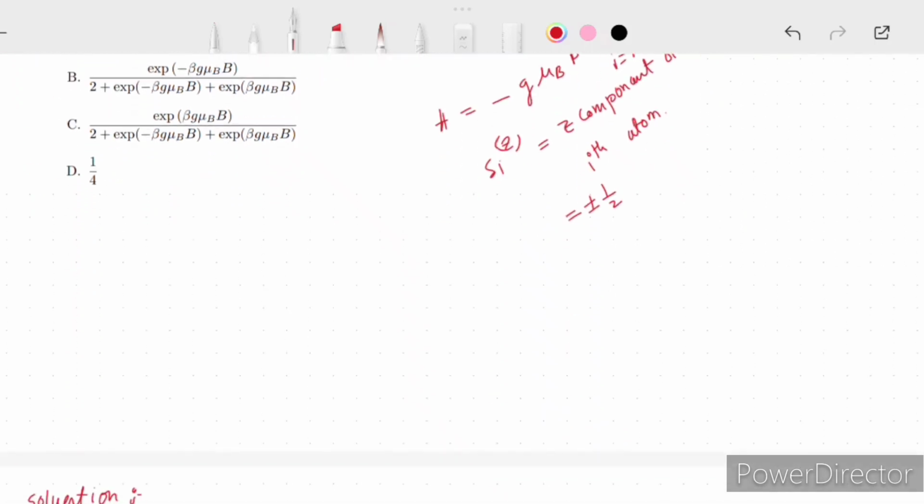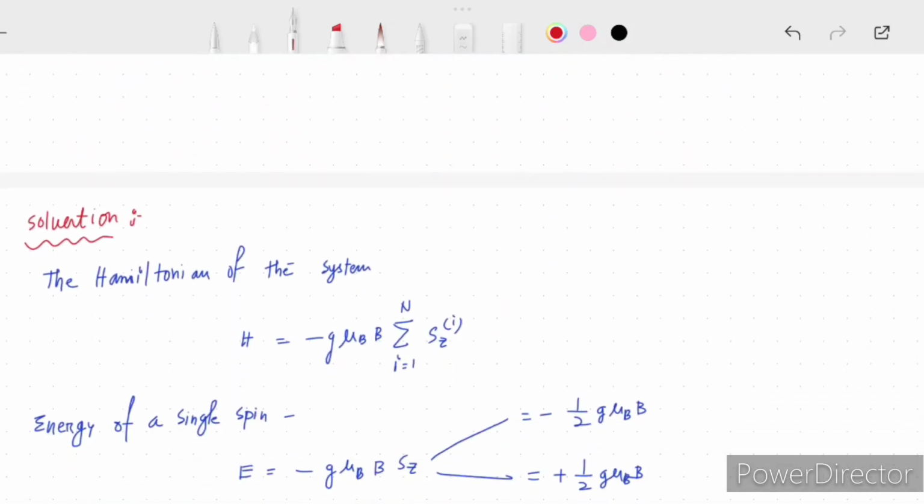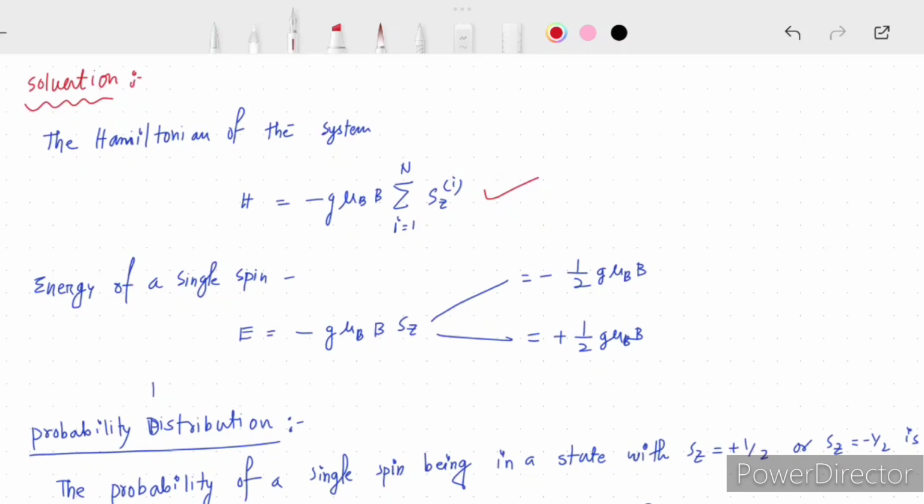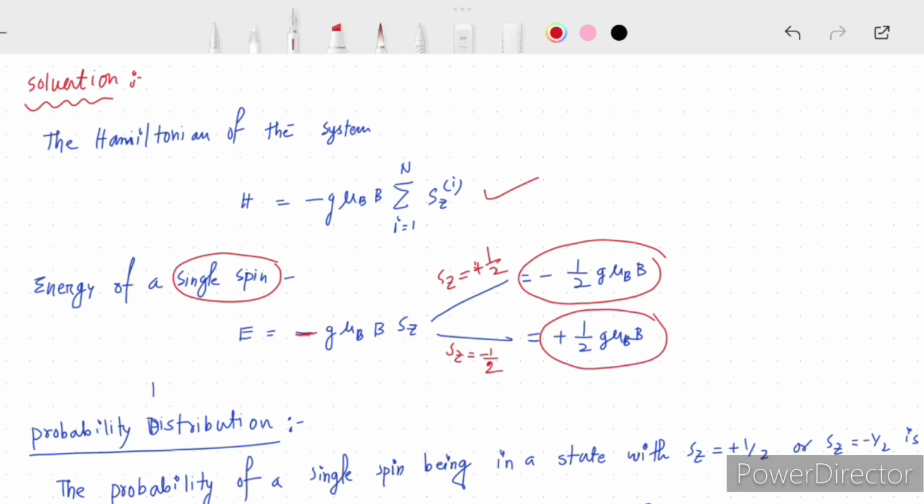Okay, so next, how to calculate. Here is the Hamiltonian of the system. The energy of a single spin: let us consider only a single spin, not n number of spins. For a single spin, the energy is nothing but minus g mu_B B Sz. When Sz has the value plus half, the energy is minus half g mu_B B. When Sz has the value minus half, the energy is equal to plus half g mu_B B.